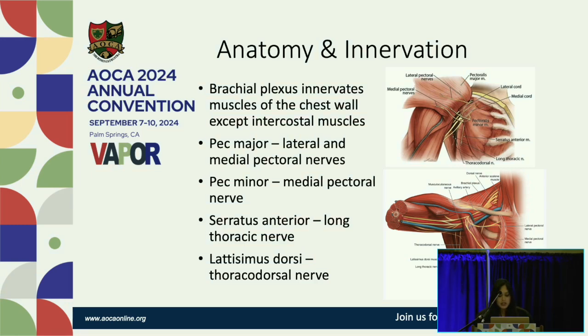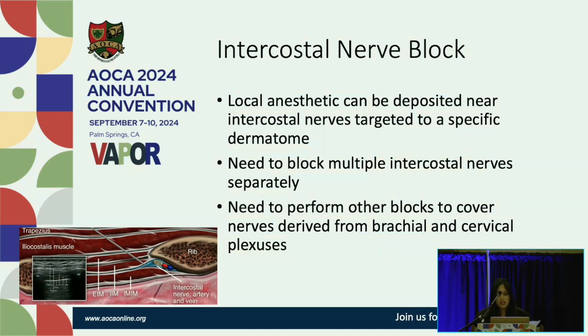And the long thoracic nerve innervates the serratus anterior muscle. This arises from the C5 to 7 nerve roots. And this can be disrupted during breast reconstruction and can result in myofascial pain to the chest wall. The thoracodorsal nerve innervates the latissimus dorsi muscle, and this arises from C6 to 8 nerve roots, which can also be disrupted during mastectomy.